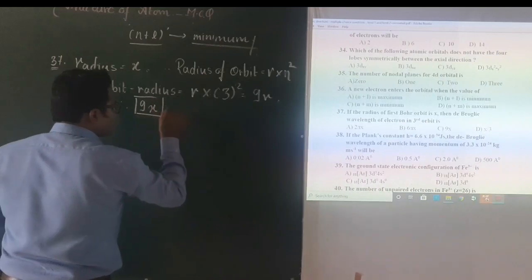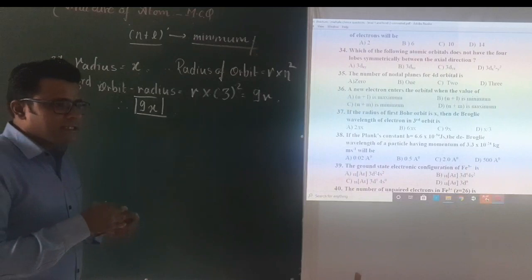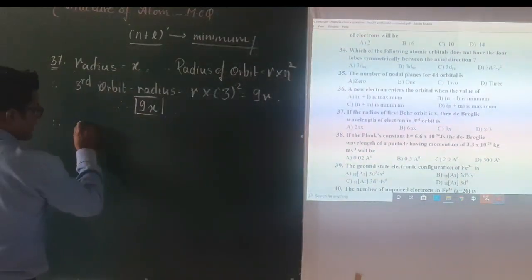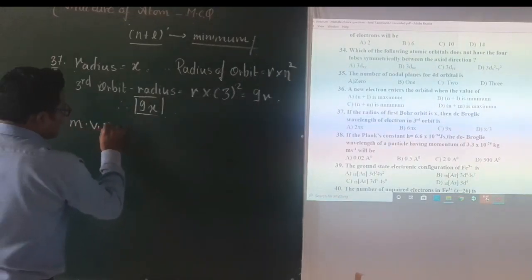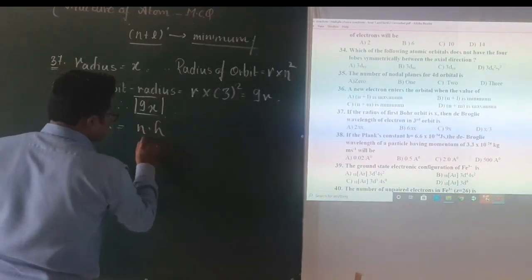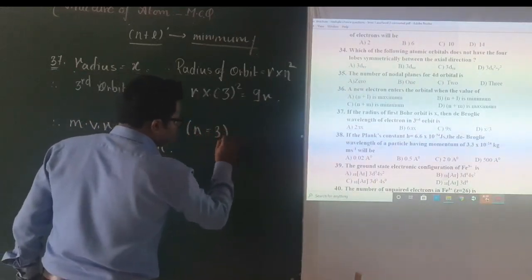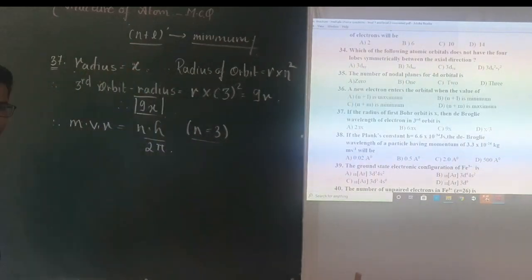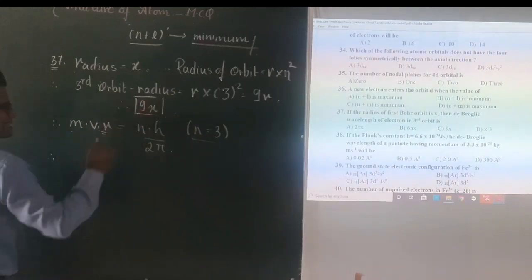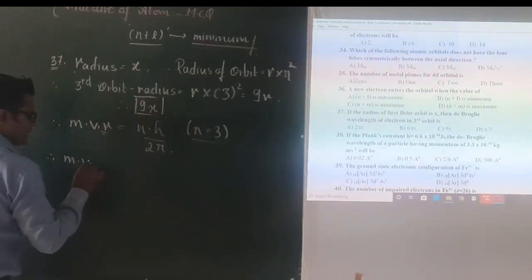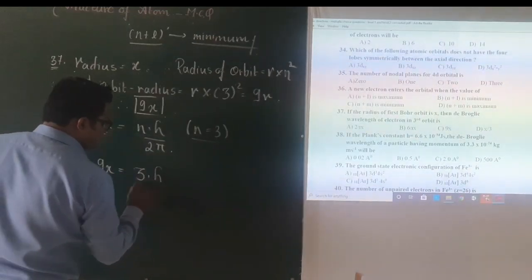Okay, so what we have in the first one is the 9x. Taking into consideration the angular momentum, we can write it down as m into v into r is equal to n into h over 2 pi, where n is equal to 3 because we are speaking with respect to the third orbit in this case. Therefore, let's replace r as 9x. So m into v into 9x is equal to 3 into h over 2 pi.